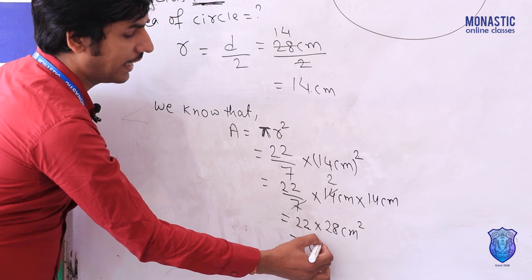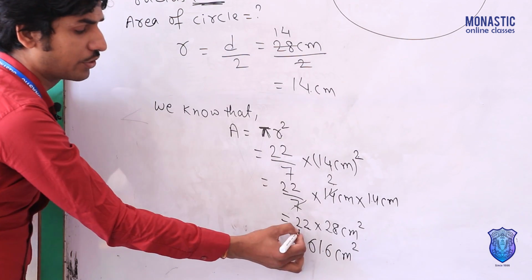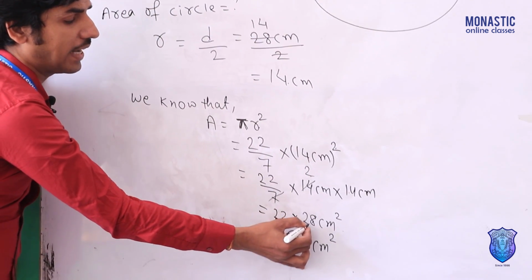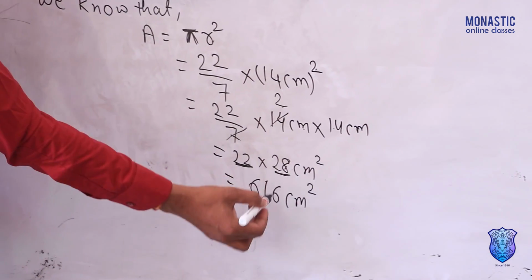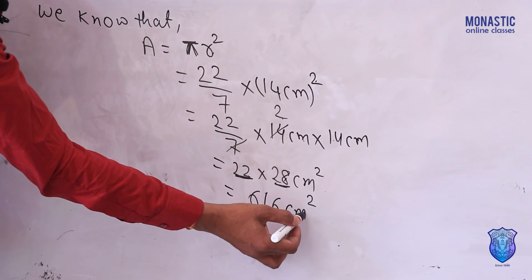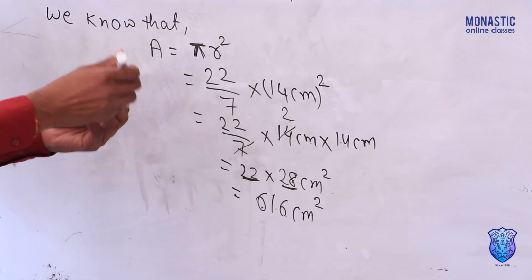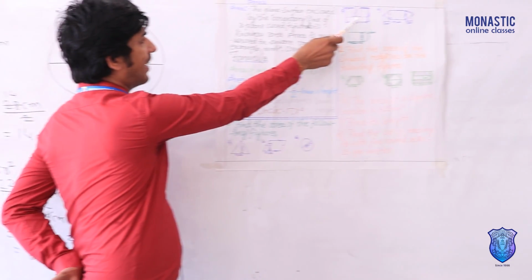That is 616 square cm. So how does it come? When you multiply this 22 and 28, how much comes? That is 616 square centimeter. And like this, we are going to find the next figure.